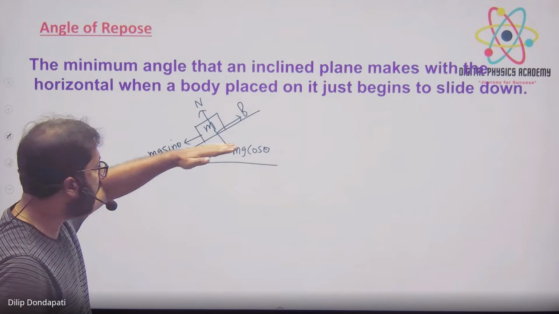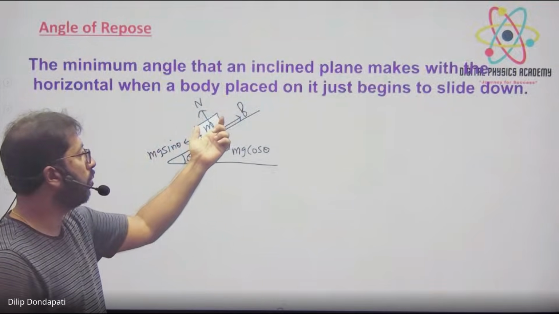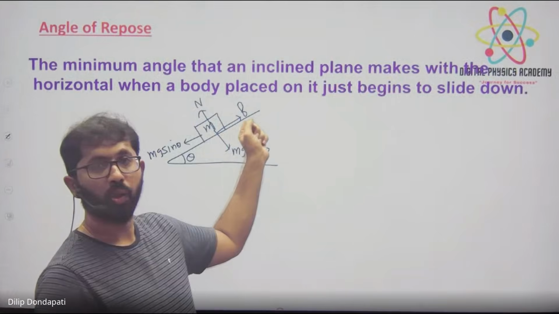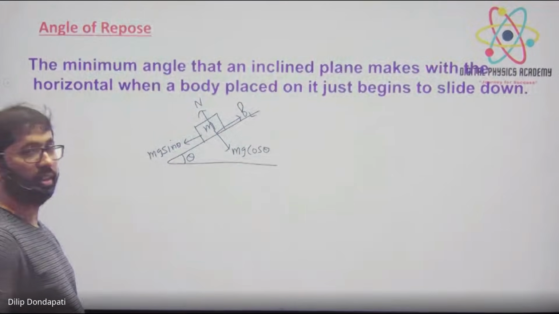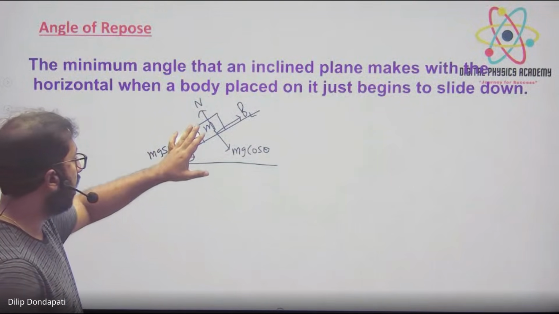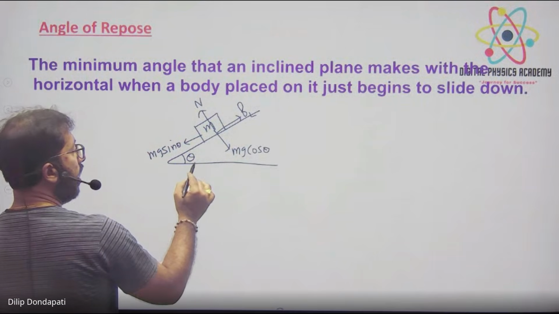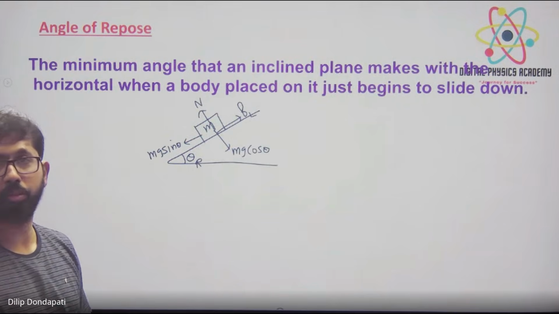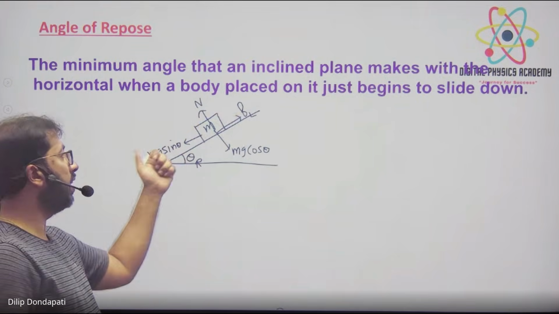I keep increasing theta, and at a particular angle the body is just about to slide. At that time friction is acting backwards. It is limiting friction, not kinetic friction. Just about to slide means ready to slide, so limiting friction. At that point the angle is called the angle of repose. We represent it as theta r. Some books use alpha, some use theta r. At this angle, mg sin theta is equal to the limiting friction.